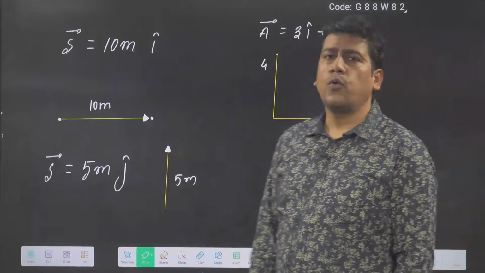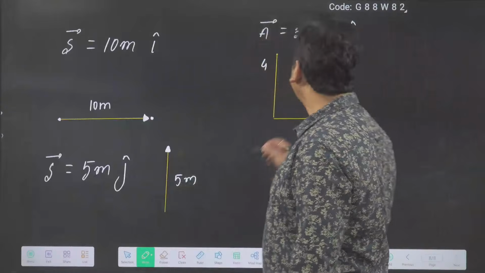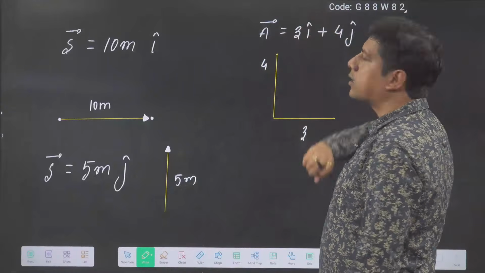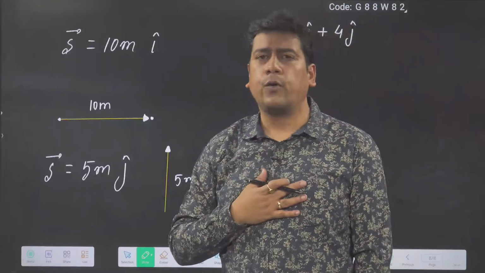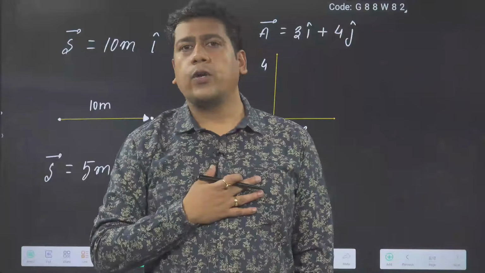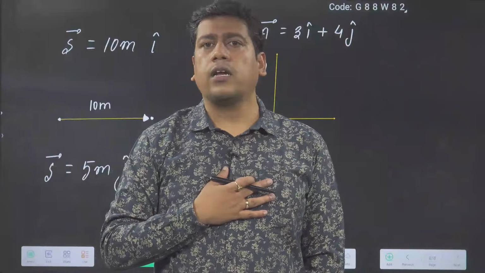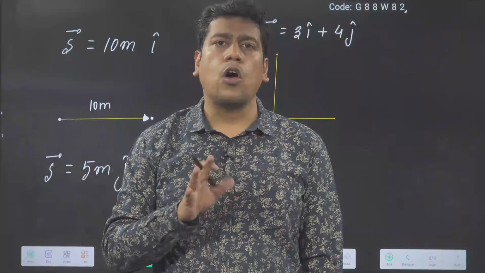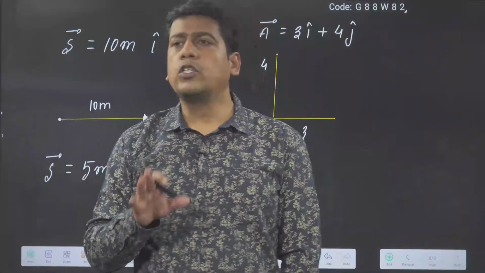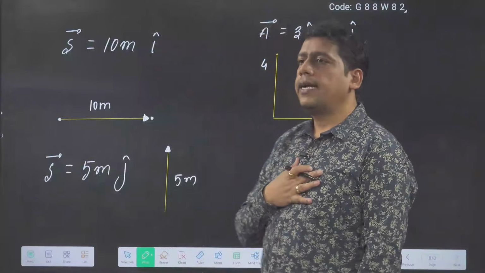And what do we have to do? We have to add. That means we are supposed to add two vectors, 3i cap and 4j cap. We don't write 7, 3 plus 4 is 7. No, because now we will use vector law of addition. We will not use normal algebra. We will use vector law of addition.